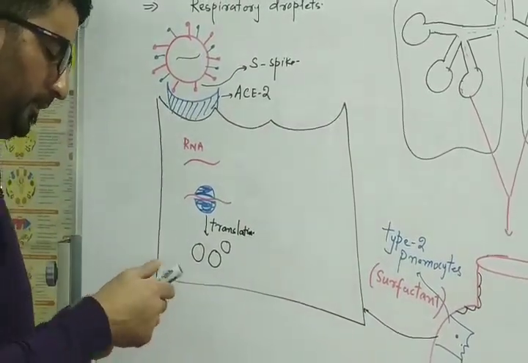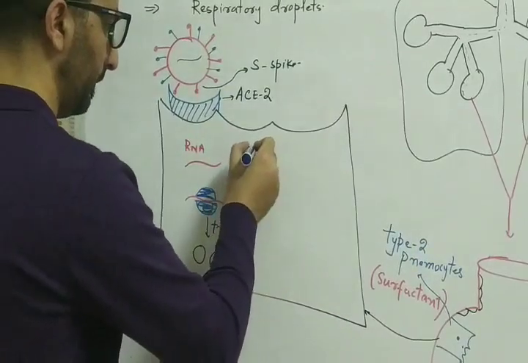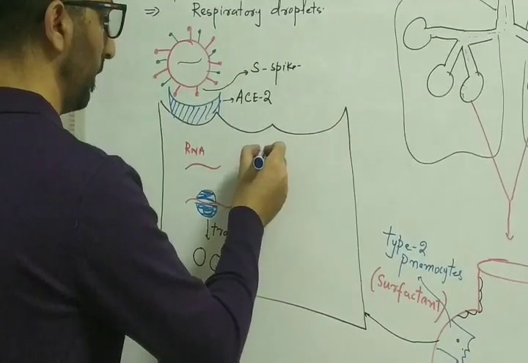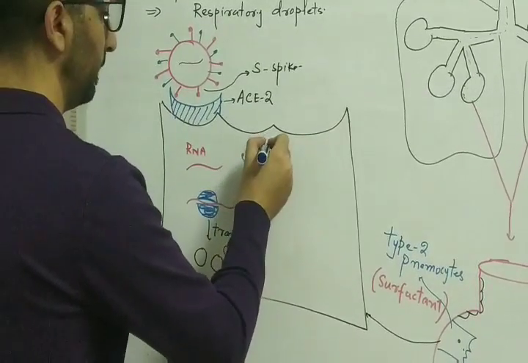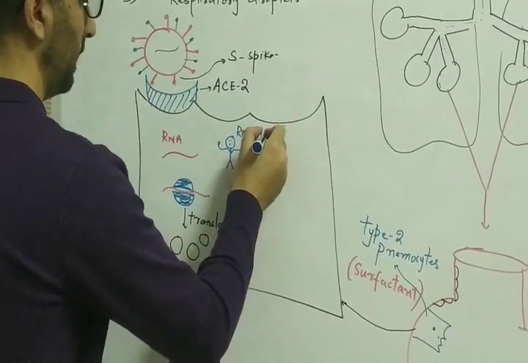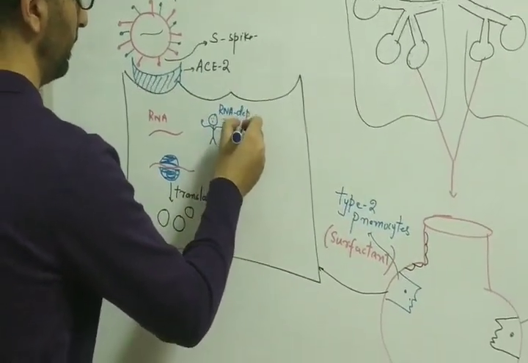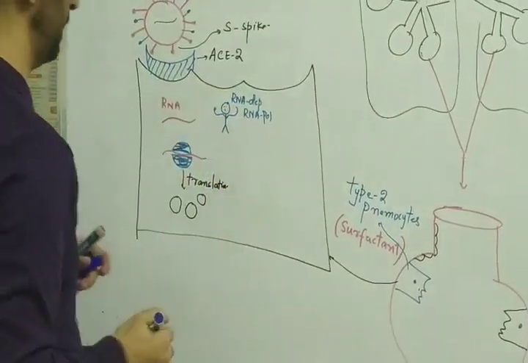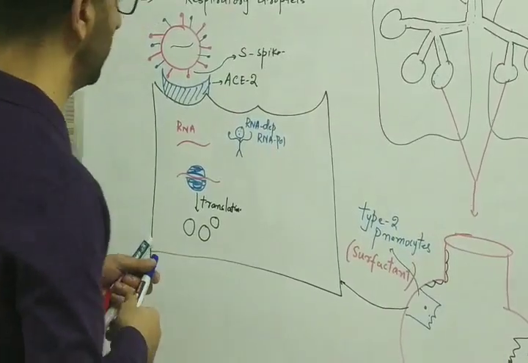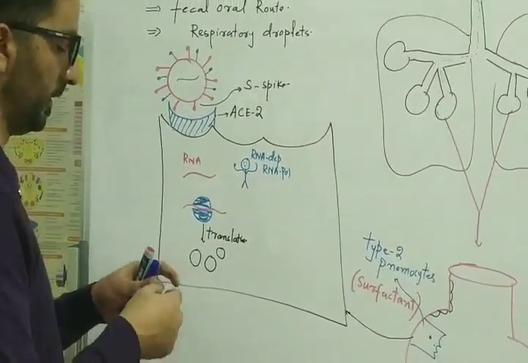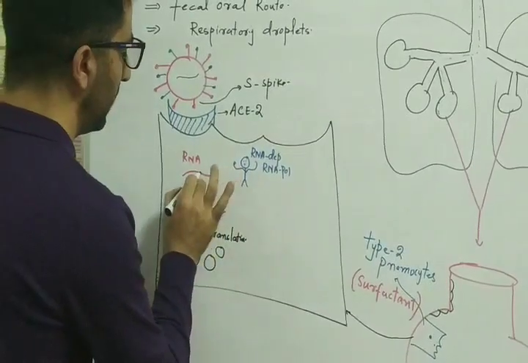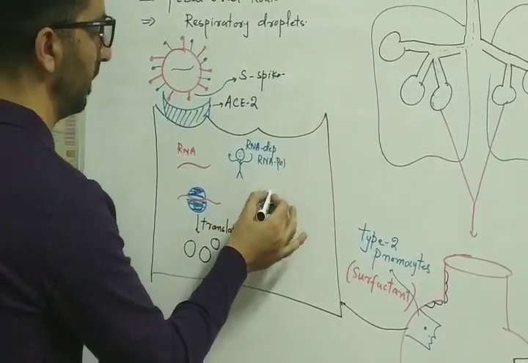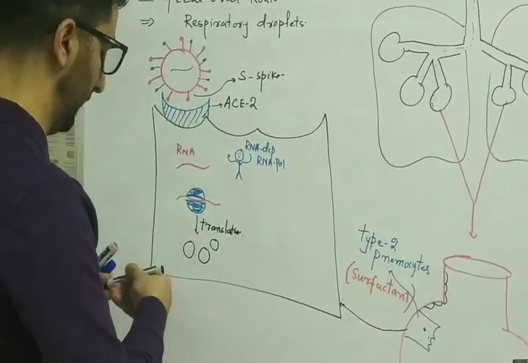So I will make it here in a different color. This is, for example, RNA-dependent RNA polymerase. What does it do? This RNA-dependent RNA polymerase takes this RNA and makes many copies of this RNA. When it forms the many copies of RNA, these copies are here.